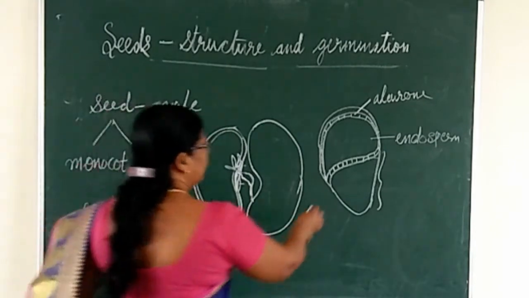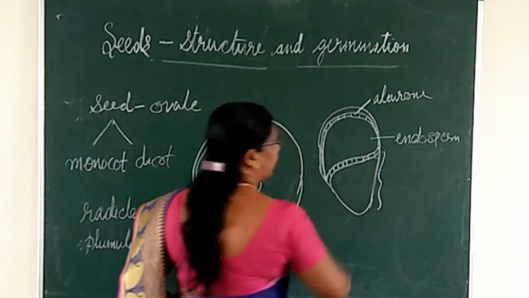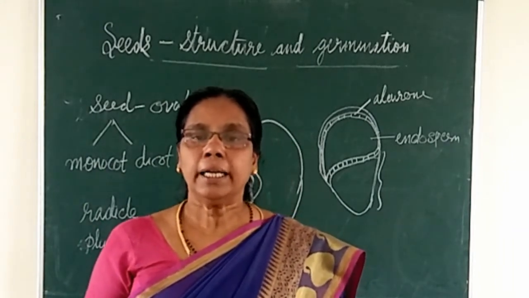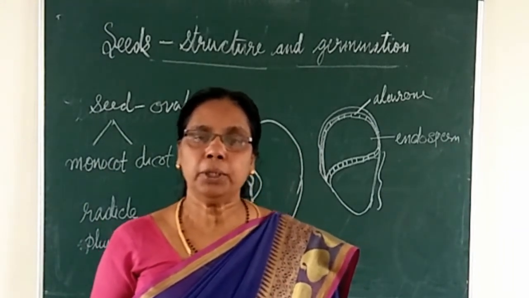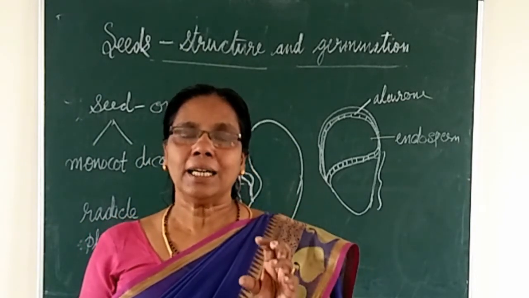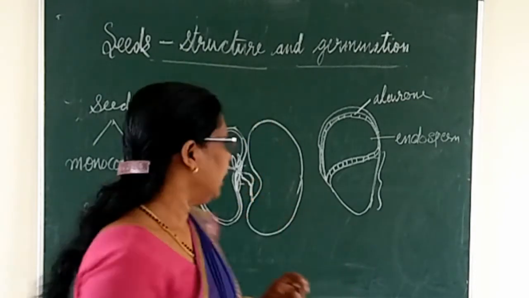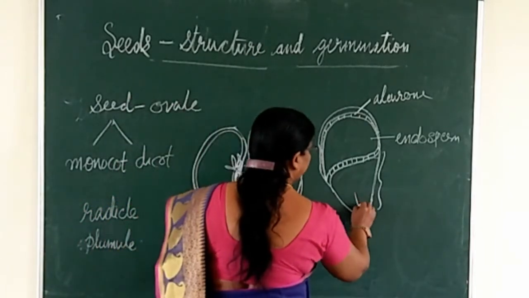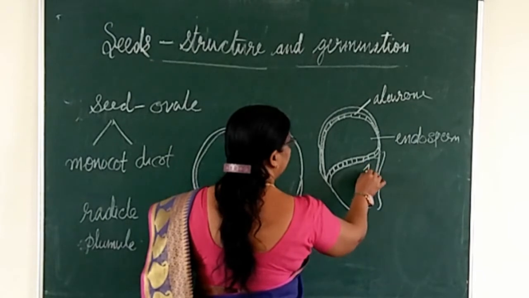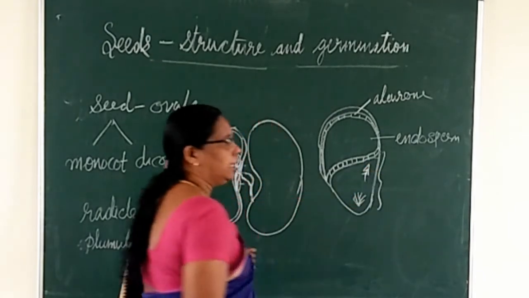So this region is called as scutellum. It consists of only one cotyledon, and so it is called as scutellum. And it contains both the radicle region as well as the plumule region. Here downward you can see this radicle region, and here you can see the plumule region.